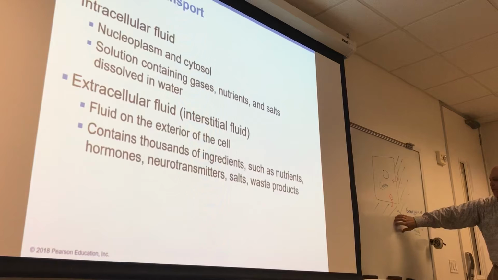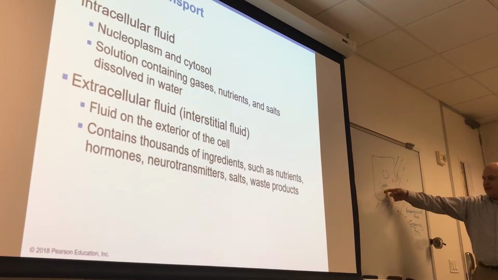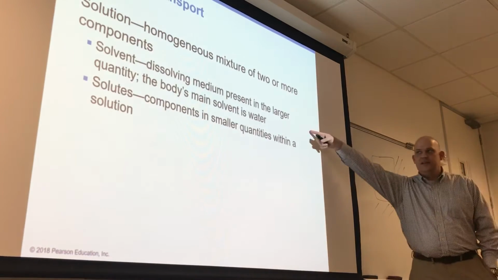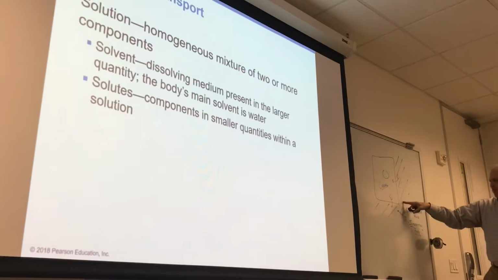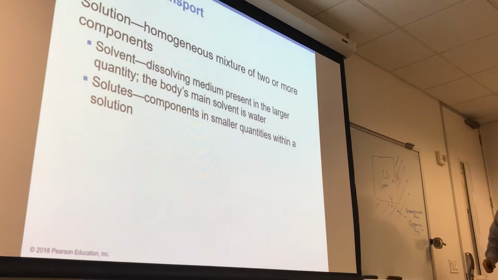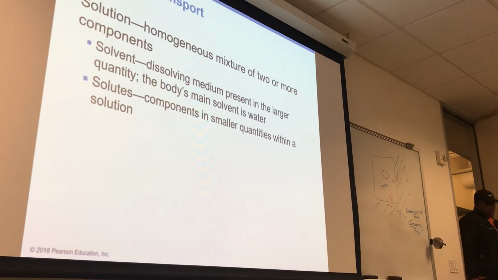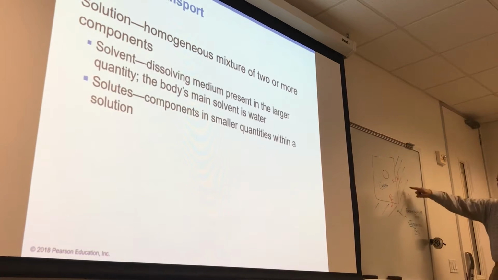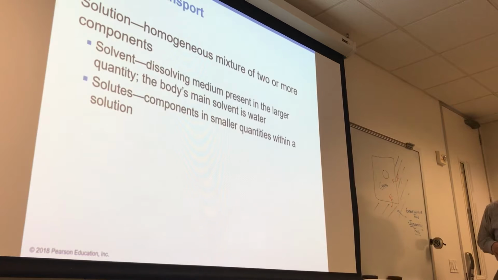The fluid itself, whether we're talking about the interstitial fluid or the cytosol, this is going to be our solvent. And the particles, whatever these red dots represent, whether they represent oxygen and carbon dioxide, nutrients and wastes, hormones, whatever they represent, these are going to be our solutes. Fair enough so far?